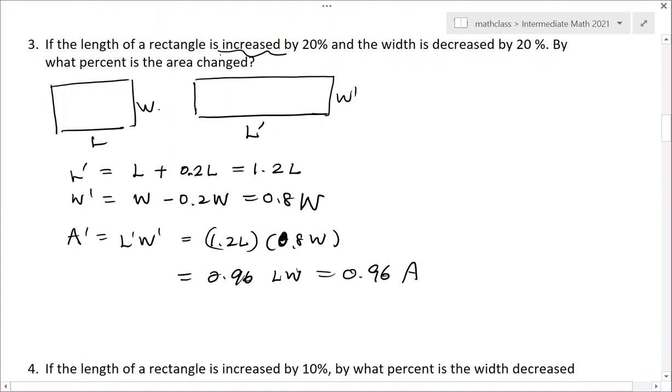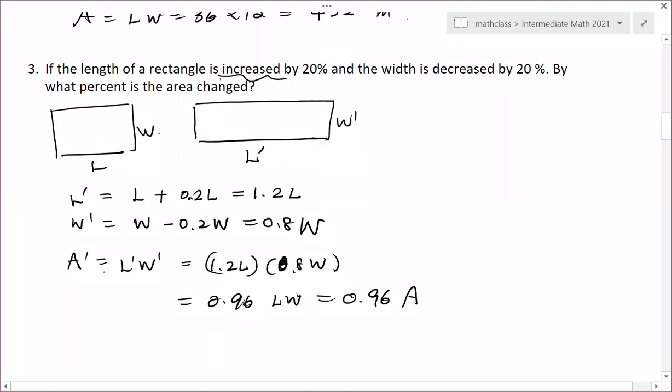So you see that the area is decreased. Actually, you can write it in the form A minus 0.04A, so it's decreased by 0.04A, so decreased by 4%. I think Rebecca and Eric, both of you are correct. Good.